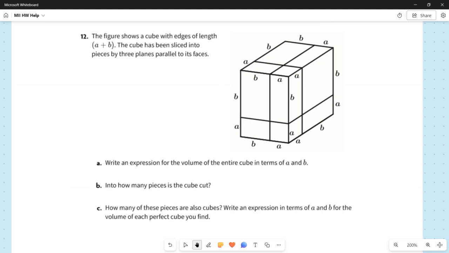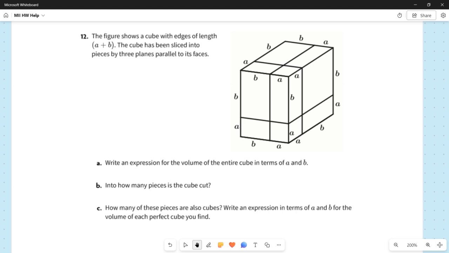Question 12. Question 12 says, the figure shows a cube with edges of length A plus B. So this is an interesting problem. I like it. It can be a little challenging perhaps if we're not careful here.